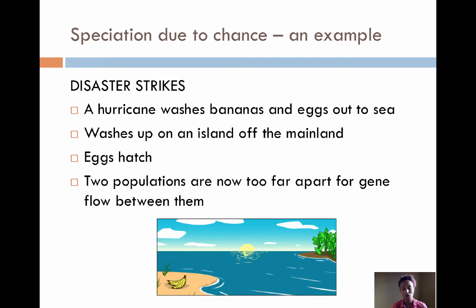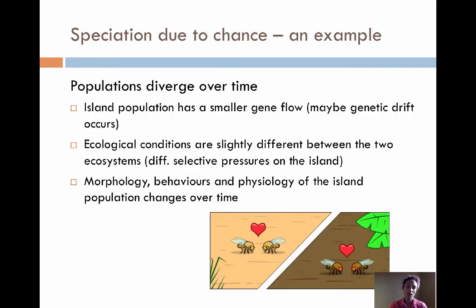Those fruit flies would no longer be able to mate with those ones from the original population, simply because there's just so much distance in between them. Over time, because of that separation, different genes are going to be selected for. The island population might have different traits that are desirable there versus the ones on the mainland.